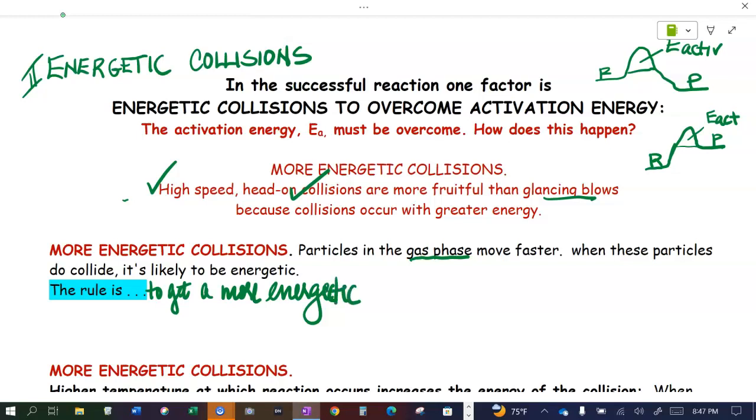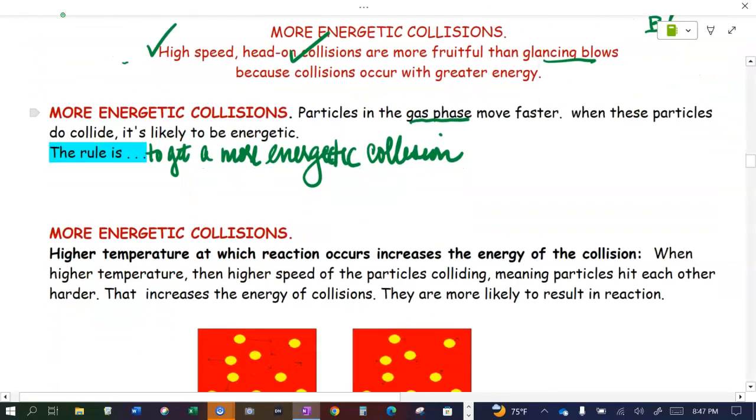Energetic collision. Collision is, and finish that out. What's the first rule we're discussing about how to get an energetic collision? And now, oops, I spoke too soon. Take another 30 or 45 seconds.